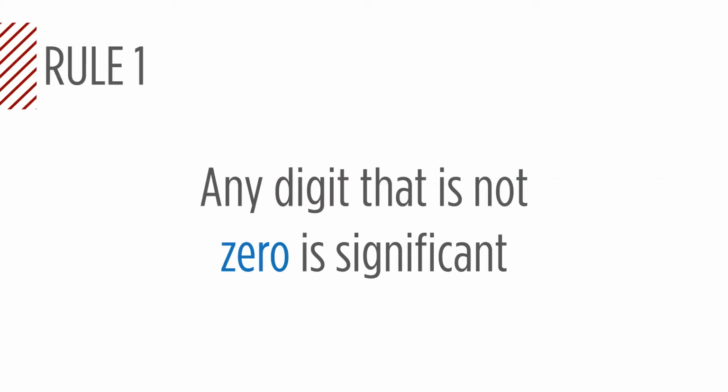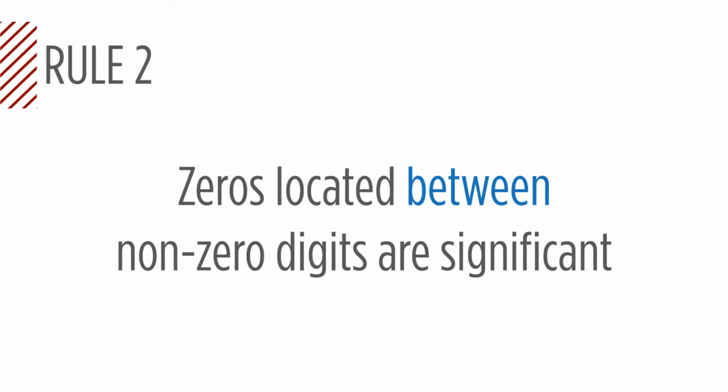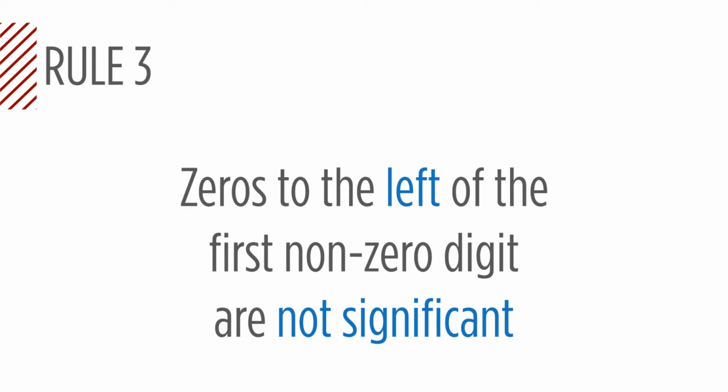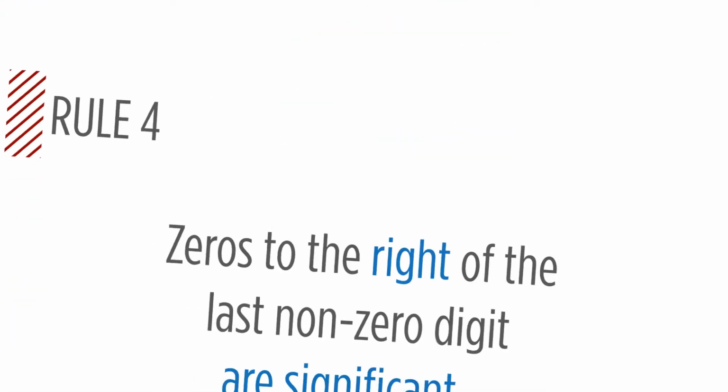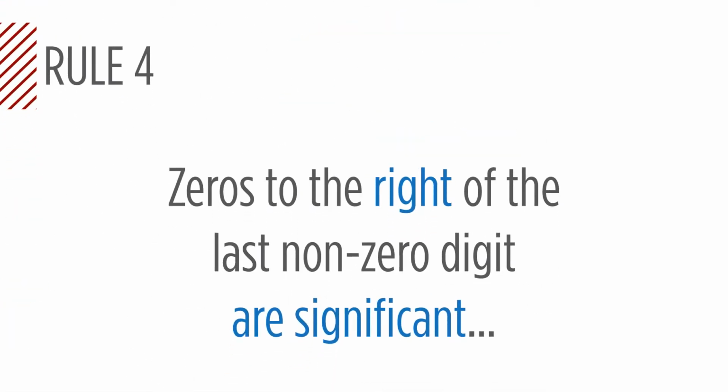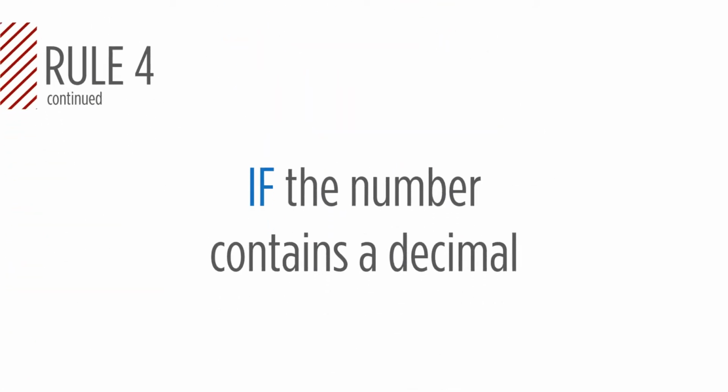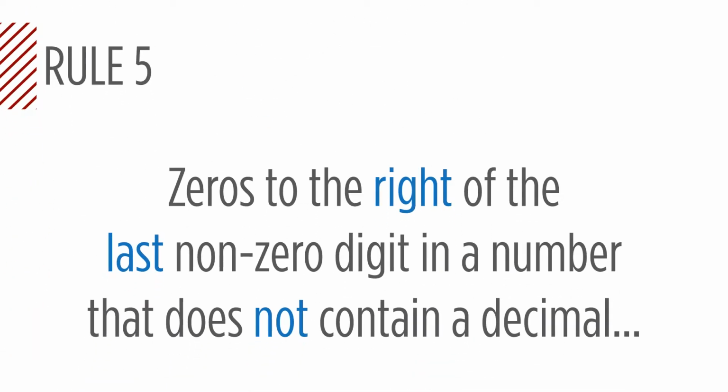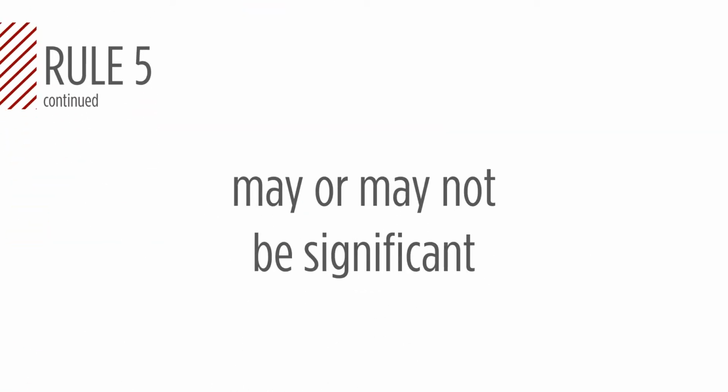The first rule, any digit that is not zero is significant. Rule 2, zeros located between non-zero digits are significant. Rule 3, zeros to the left of the first non-zero digit are not significant. Rule 4, zeros to the right of the last non-zero digit are significant if the number contains a decimal. Rule 5, zeros to the right of the last non-zero digit in a number that does not contain a decimal may or may not be significant.